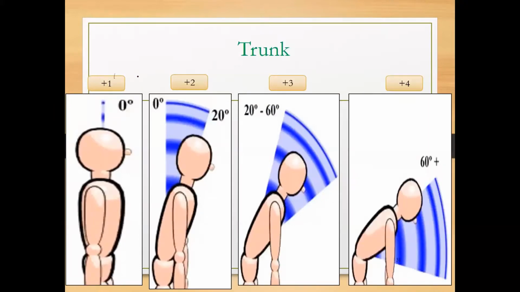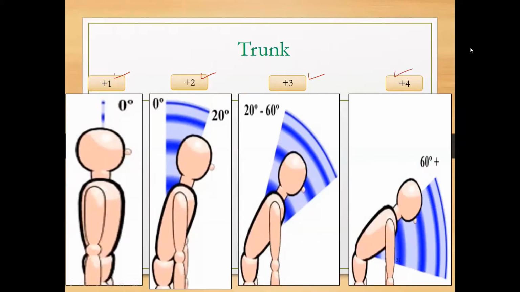Neutral posture, score of 1. Flexion of 20 degrees, score of 2. Flexion of 20 to 60 degrees, score of 3. And flexion greater than 60 degrees, score of 4. And these movements are in the medial plane again.